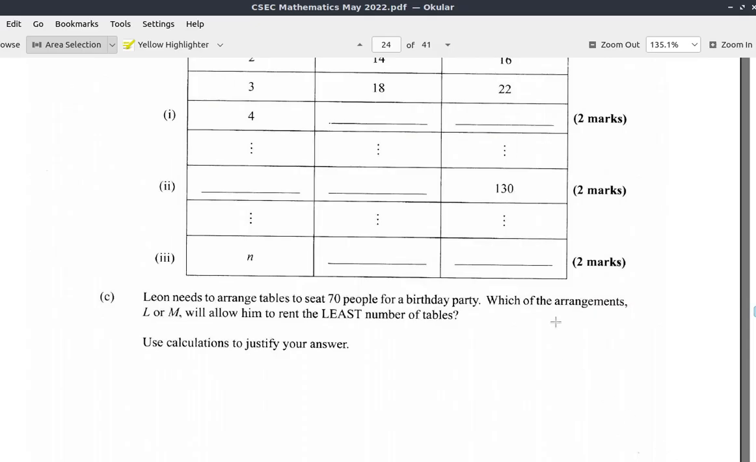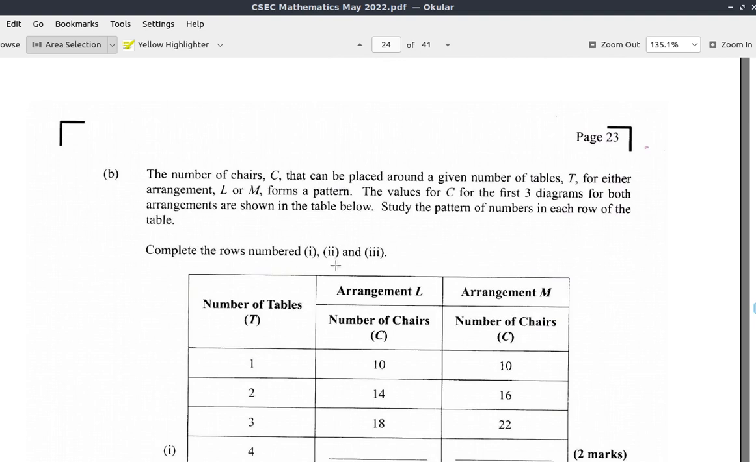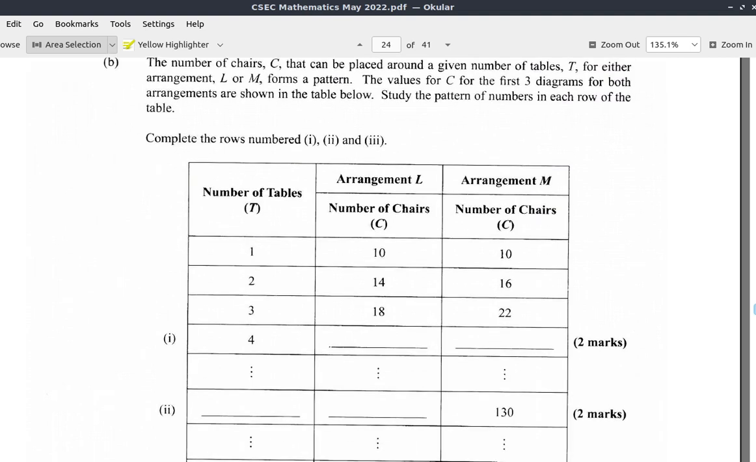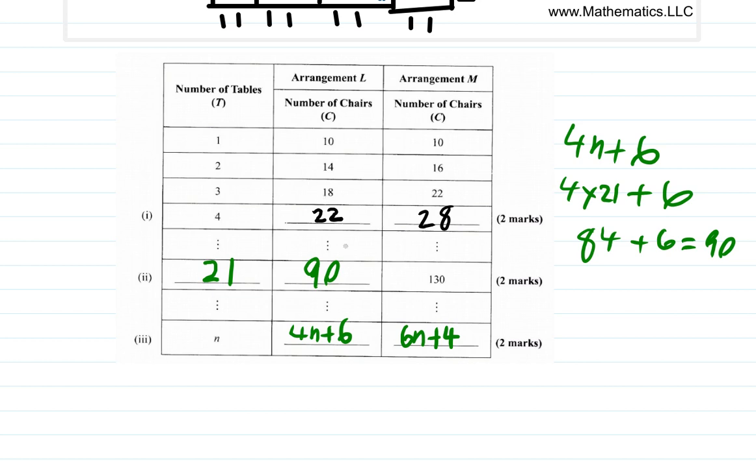Alright, so we have that. So what you're asked to do is calculate the row, numbered row 1, 2, and 3. Did we do all of them? So it's numbered row 1, numbered row 2, numbered row 3. Good. So there we go.